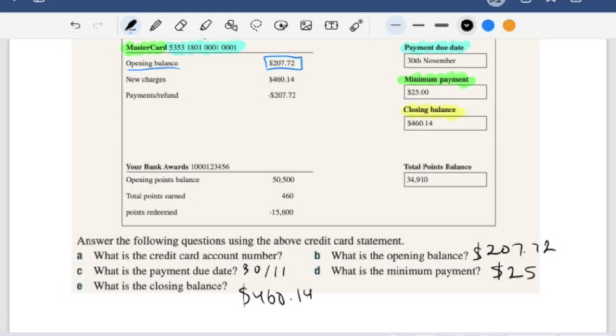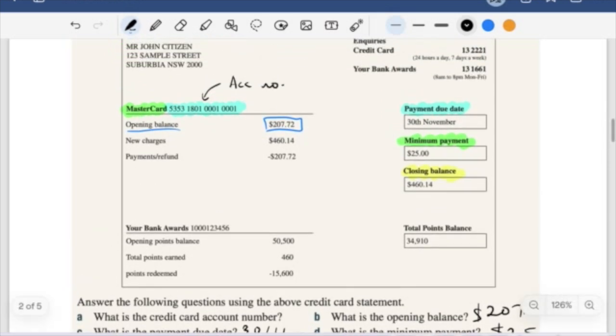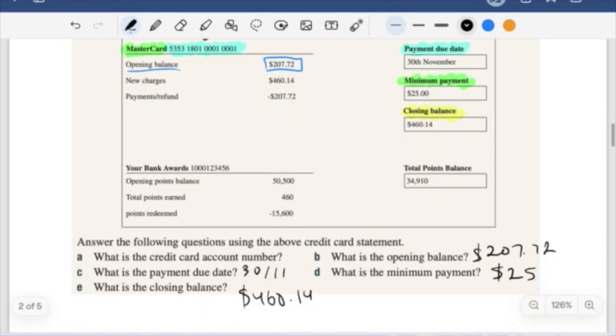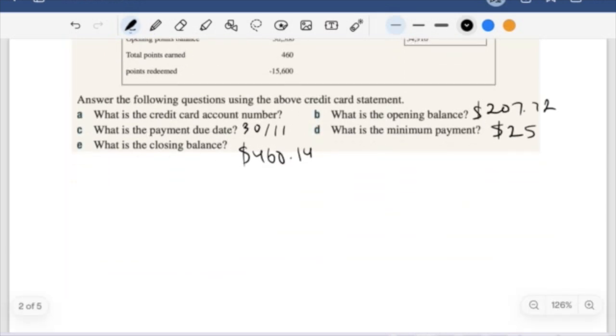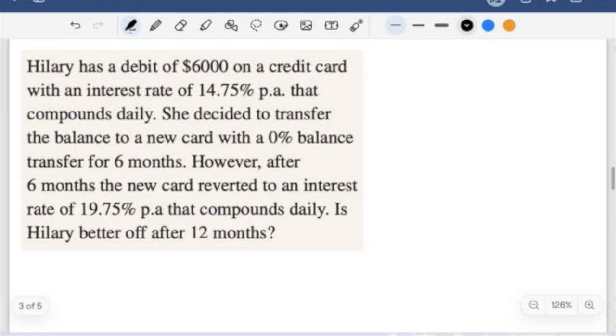Most of these questions, at least in the textbook that I'm working through in the Australian syllabus, or the New South Wales syllabus I should say, are really just about interpreting these and answering the particular questions, looking for main key points: opening balance, closing balance, due dates, and things like that. Now we're going to move to a little bit of a trickier question. This is to do with calculating fees and charges on a credit card.